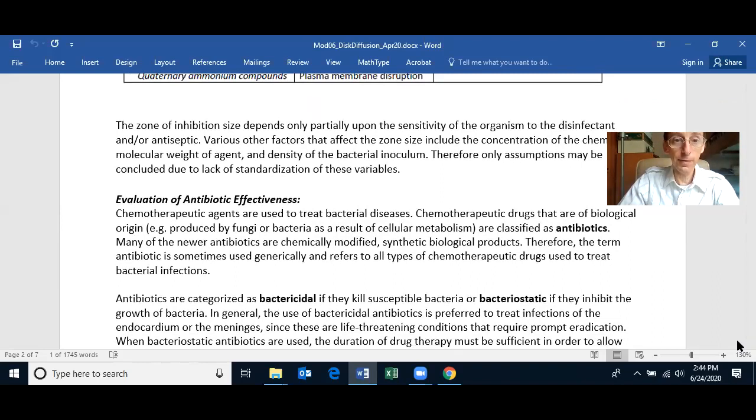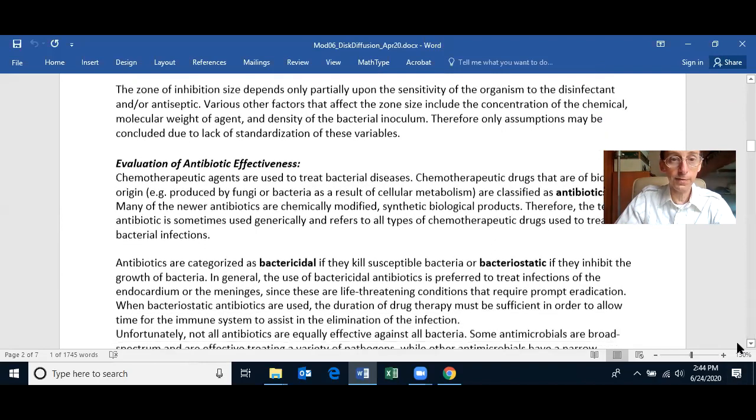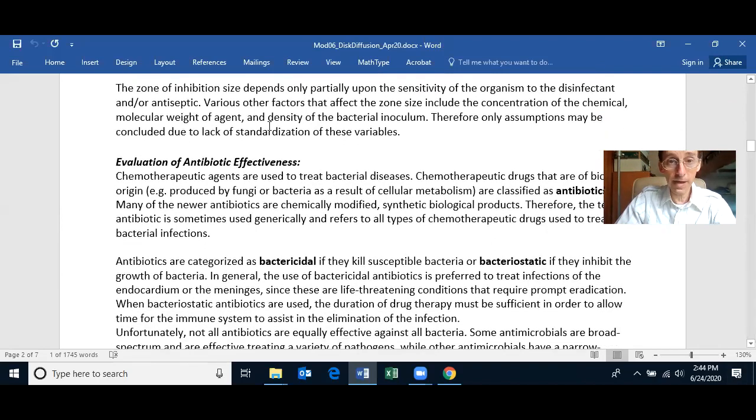Oh yeah, the zone of inhibition size depends only partially on the sensitivity of the organism to the disinfectant or antiseptic or antibiotic. There are other factors involved determining the size of the zone of inhibition. That's why you can't simply just look at it. And that is, the agent has to diffuse through the agar. And a smaller agent will diffuse at a greater rate through the agar than a larger agent. And that's why you can't just look at the size of the zone of inhibition and determine whether the bacteria is sensitive to the agent or whether it's resistant. You have to measure this zone of inhibition and look it up in a chart.